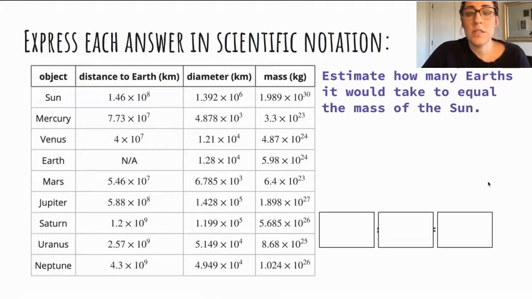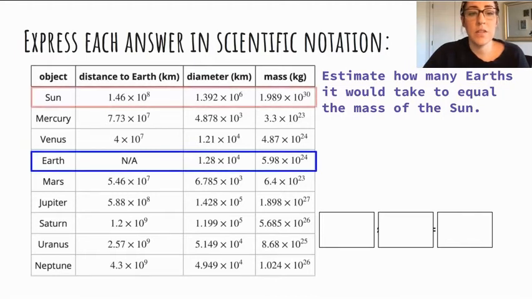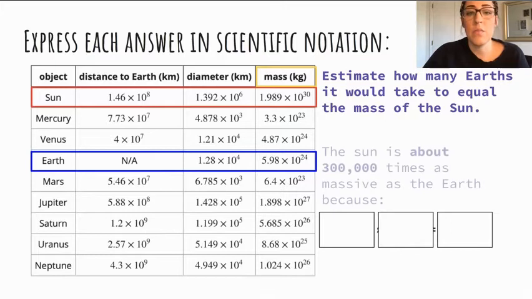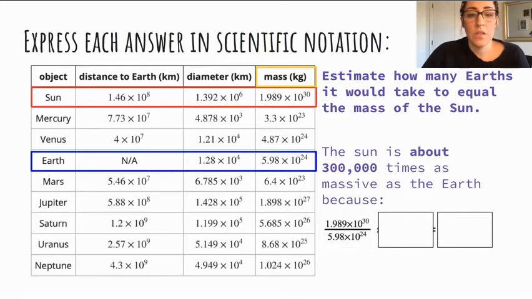The next one says to estimate how many Earths it would take to equal the mass of the sun. So again, here's Earth, comparing this to the sun, and now we're looking at the mass. So the sun is about 300,000 times as massive as the Earth, and here is why. So thinking about dividing the mass of the sun by the mass of the Earth, written out as such.